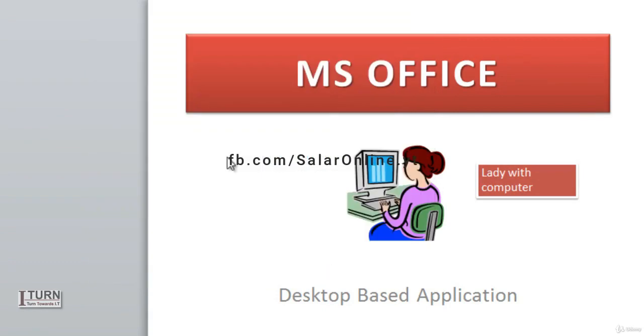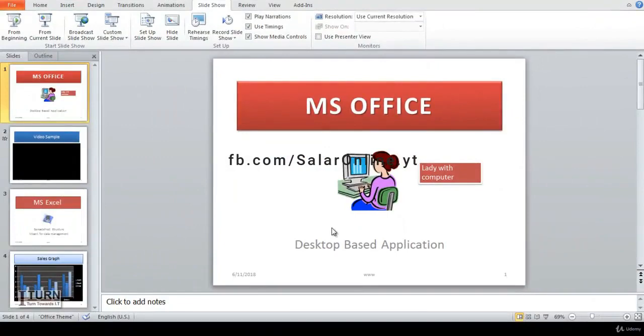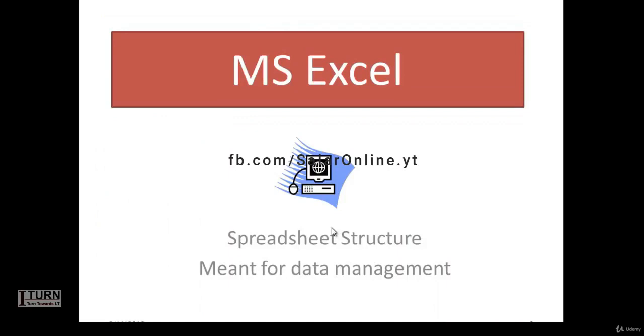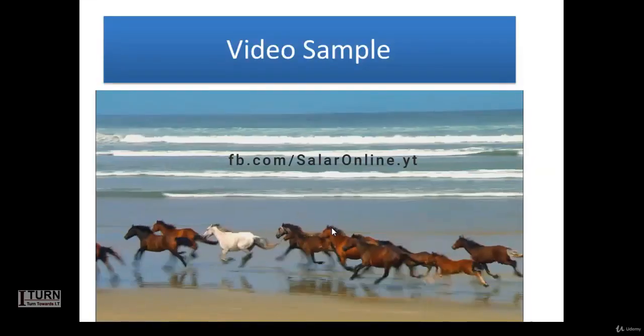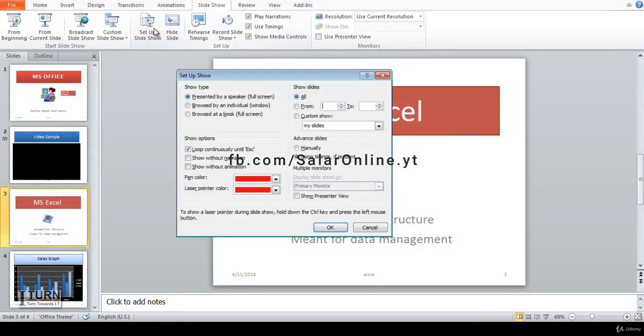Also, if you want your slideshow to run continuously without stopping in a loop manner, you can click over here, loop continuously until escape. Click on OK, and I'm going to run this first, second, third, fourth, again first, second, third, fourth. So it's not going to stop, you can see, until you have pressed escape. So I pressed escape in order to get out of it. So if you want to remove this option, again click on setup slideshow and uncheck this.